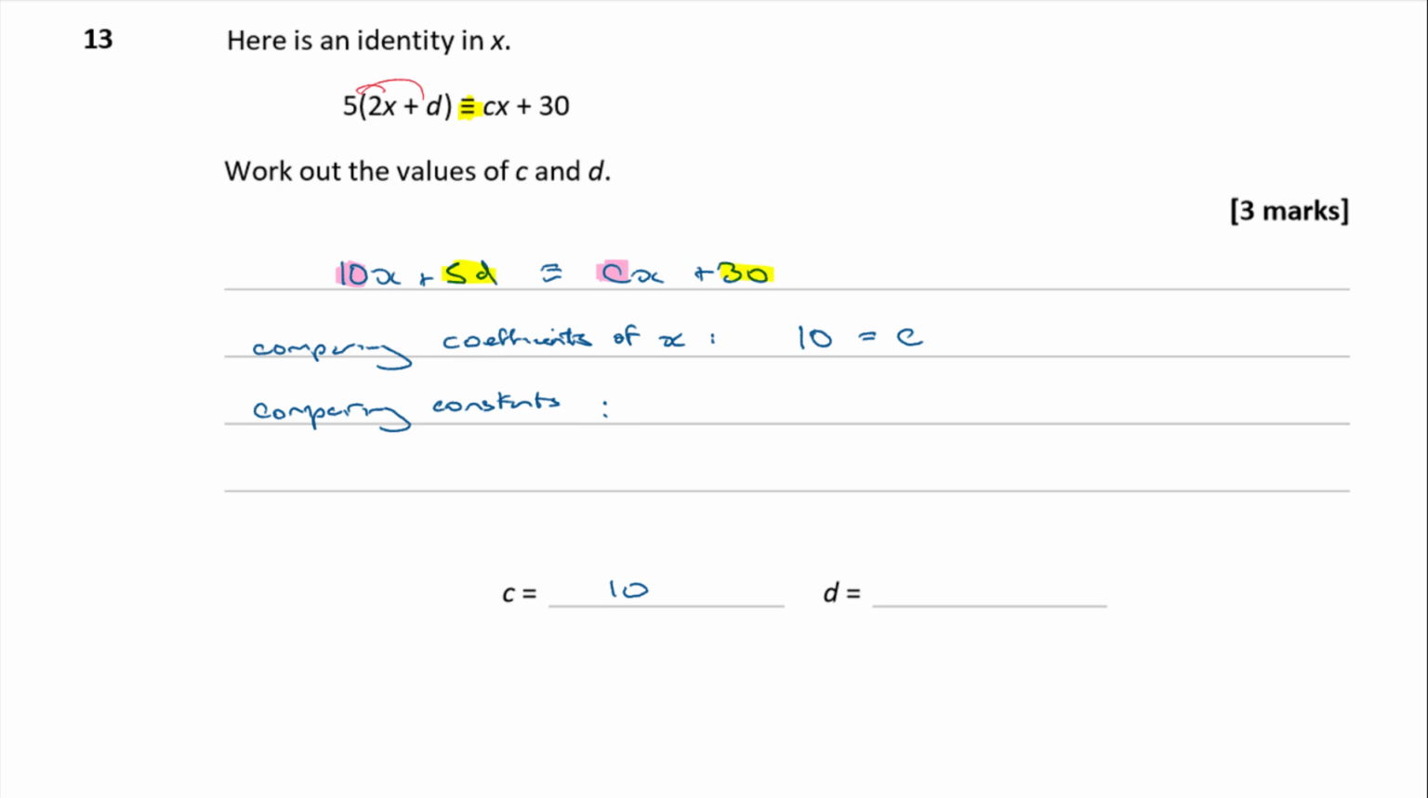Well, you might think, why is d a constant? Well, it's not an x, and generally x is the variable, and if it's a different letter, they tend to be constants, and here is a constant I need to find. Okay, so here I know that 5d is equal to 30, so then d is equal to 6.